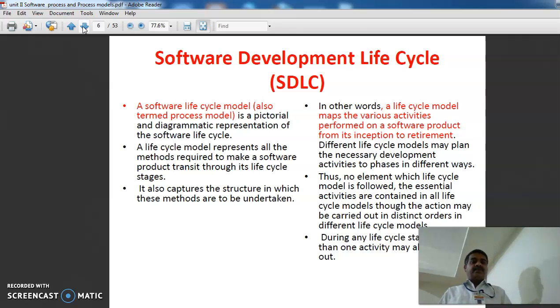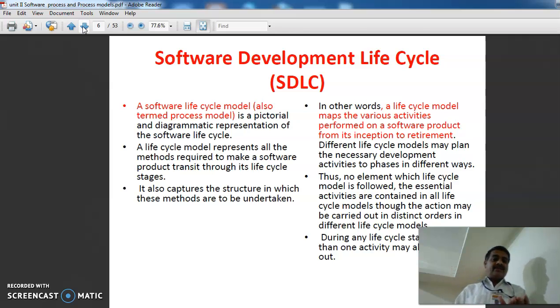So in front of you, software development life cycle, in short it is called SDLC. SDLC has some specific features. What is SDLC? SDLC means a software life cycle model or software development life cycle. What is it? It is a pictorial and diagrammatic representation of the software life cycle. Pictorial representation of the software life cycle is commonly called the software development life cycle. What does it represent? A life cycle model represents all the methods required to make a software.